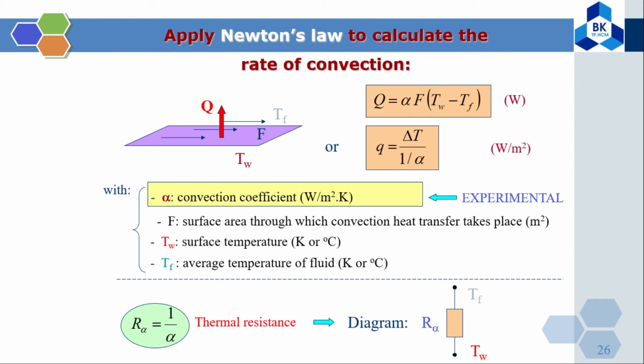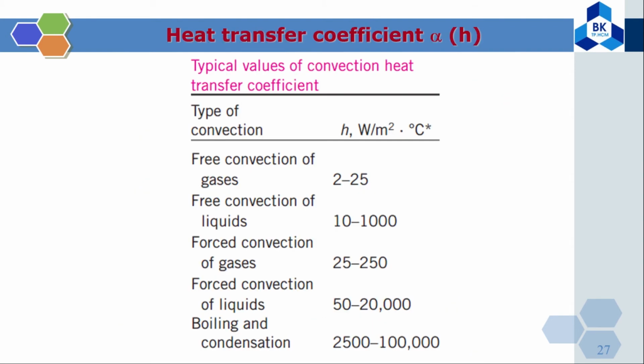Alpha is the convection coefficient, and this we obtain experimentally. F is the surface area through which the convection heat transfer takes place, TW is the surface temperature, and TF is the average temperature of the fluid. And again, if we call 1 over alpha a thermal resistance, we can rewrite the Newton formula in the form of Ohm's law, and we can apply Ohm's law for this case.